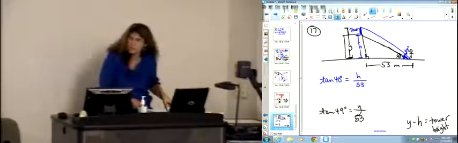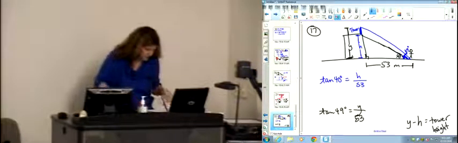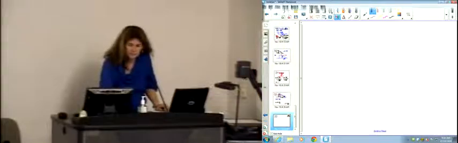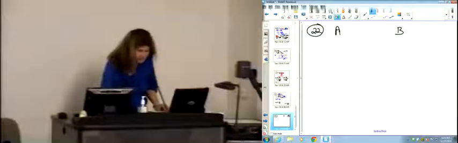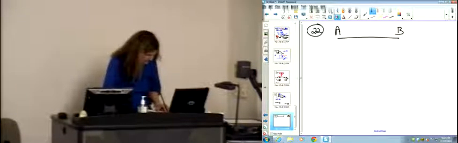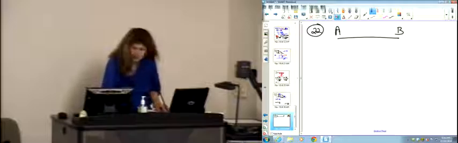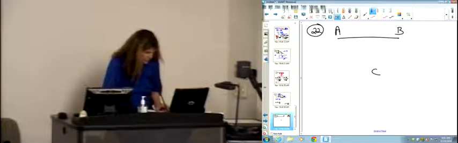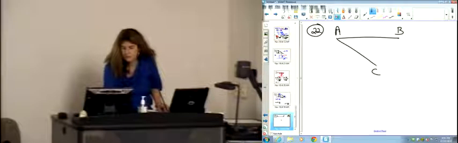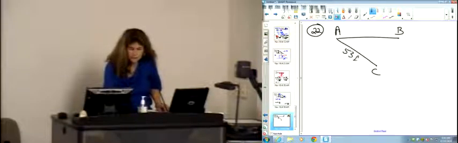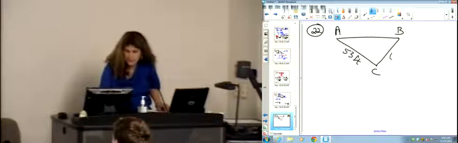What about those others there? We have maybe enough time to set up one more. 22. All right, 2 points A and B are on opposite sides of a building. I'll just do it like this. A surveyor selects a third point C to place a transit. Point C is 53 feet from point A and 67 feet from point B.